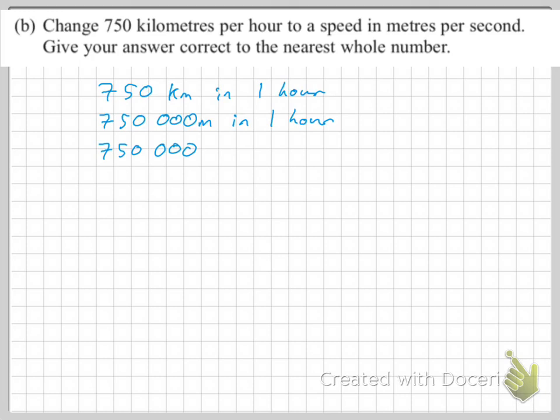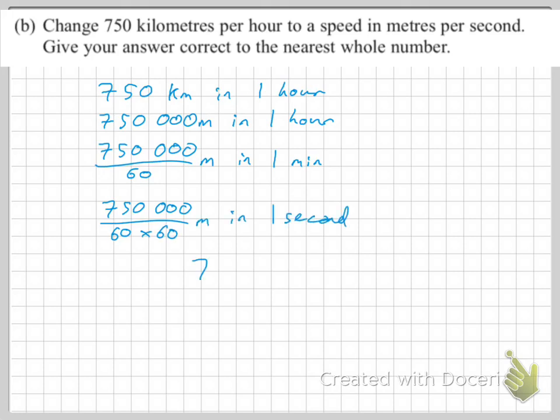Now that's 750,000 over 60 metres in 1 minute, because we're travelling for 1/60th of the time, so we're going to go 1/60th as far. And then, of course, to get from minutes to seconds, we need to divide by 60 again. And that's in 1 second. So the only thing left to do is to calculate what 750,000 divided by 60 squared is. 60 times 60 is 3,600. Work that out on the calculator, we get 208.3 recurring metres.